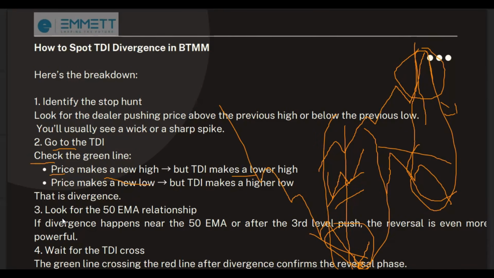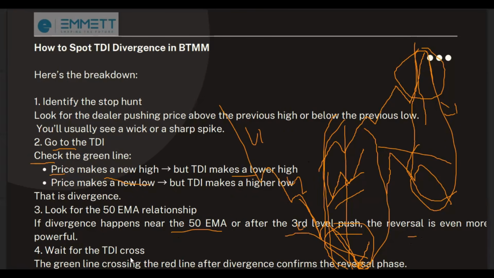Step number 3 is you look for the 50 EMA relationship. As this situation was developing, near the 50 EMA or after the third level push, after the dealer has made this level, so you have your level 1, you have your level 2, you have your level 3, but then you see this aggressive push, then that means that the reversal is even more powerful. It's more likely, it's imminent, in other words.